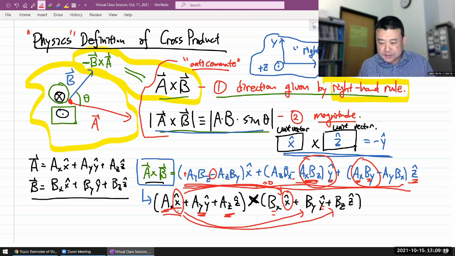So yeah, I think that's all the time we have to talk about cross product. I probably should redo a shorter version of this at some point.